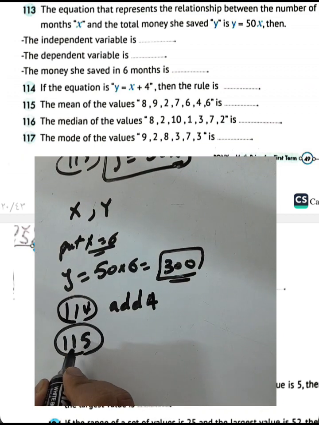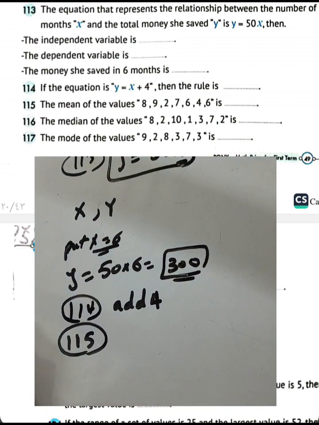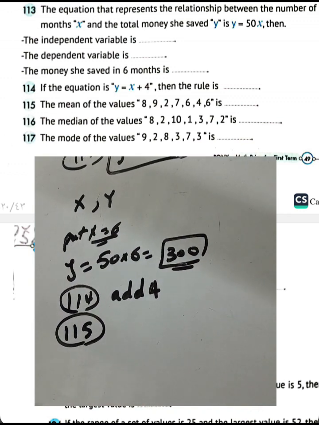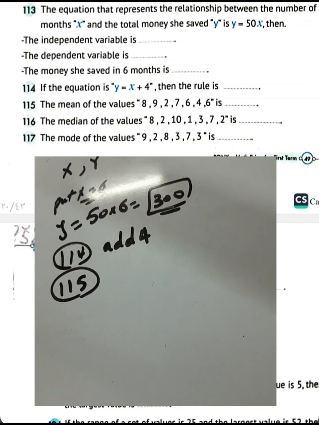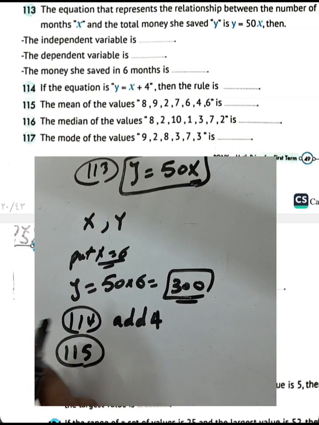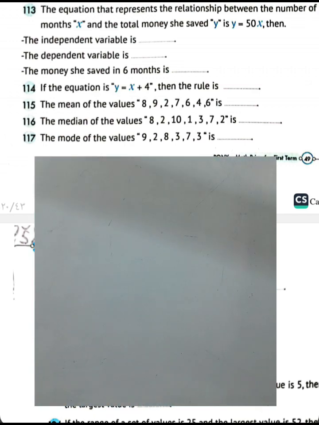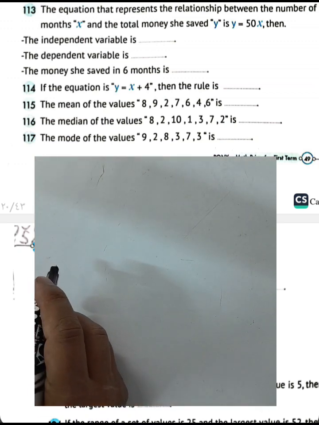Question 115. The median of the values 8, 2, 10, 1, 3, 7, 2. We can find the median using two steps. First step, we must arrange all the values in ascending or descending order. Ascending order means from least to greatest, right? All numbers from left-hand side to right-hand side, from least to greatest.